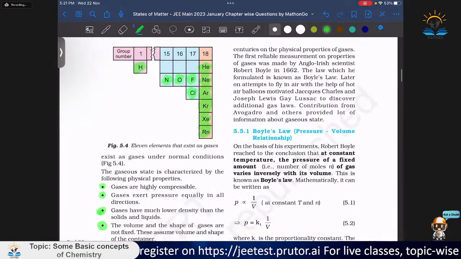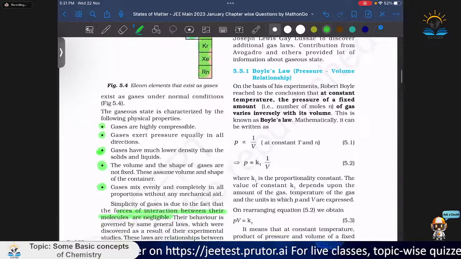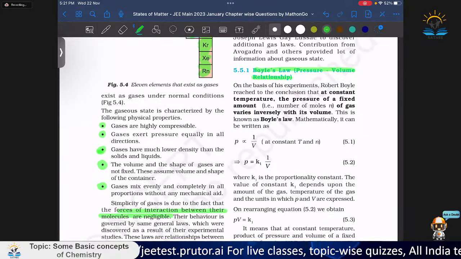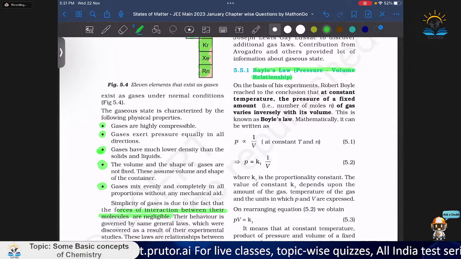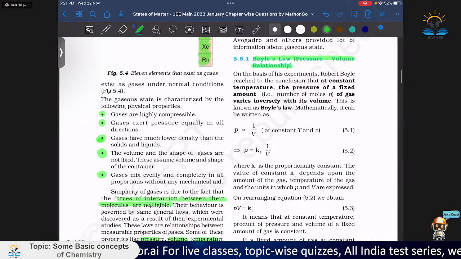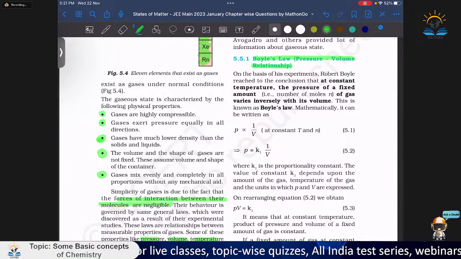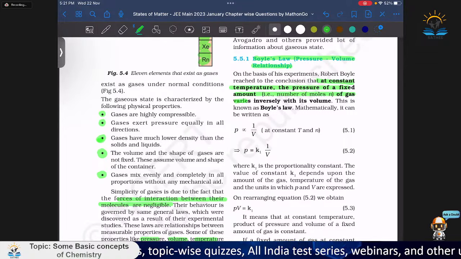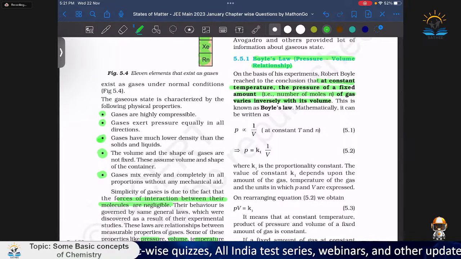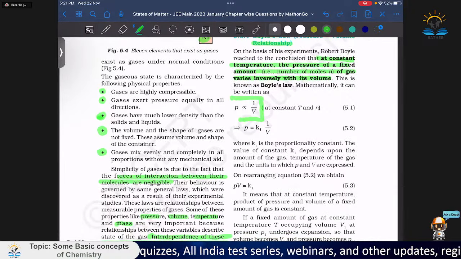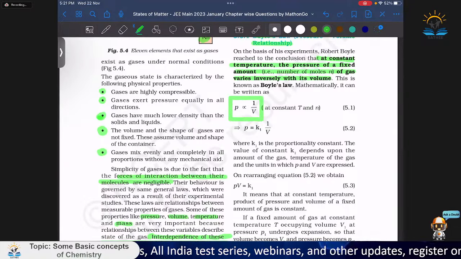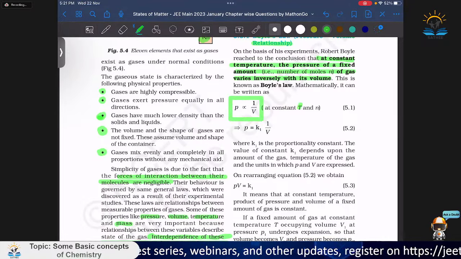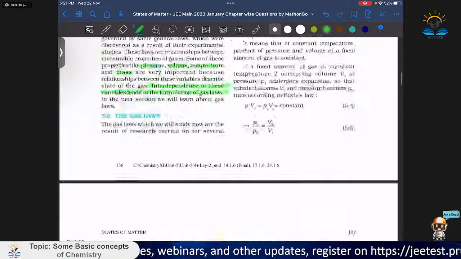The first gas law which we will study is Boyle's law. Boyle's law is a pressure-volume relationship. At constant temperature, the pressure of a fixed amount of gas varies inversely with its volume. So this is Boyle's law: pressure is inversely proportional to volume at constant temperature and amount of gas, or moles.